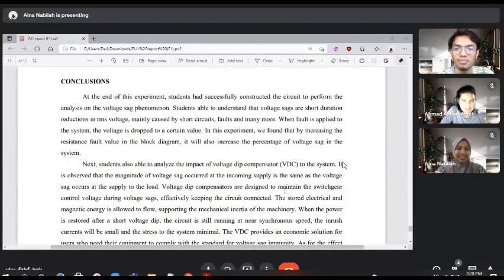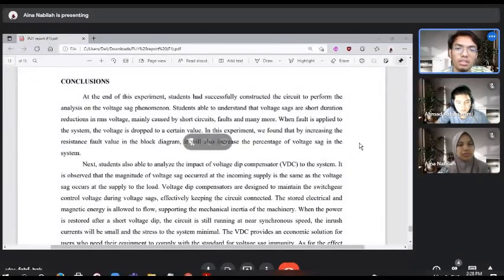Okay, next. So for the conclusion, at the end of this experiment, students had successfully constructed the circuit to perform the analysis on the voltage sag phenomenon. Students were able to understand that voltage sags are short duration reductions in RMS voltage caused by short circuits, faults, and many more. So when the fault circuit is applied to the system, the voltage is dropped to a certain value. In this experiment, we found that by increasing the fault resistance value in the block diagram, it also increased the percentage of voltage sag in the system.